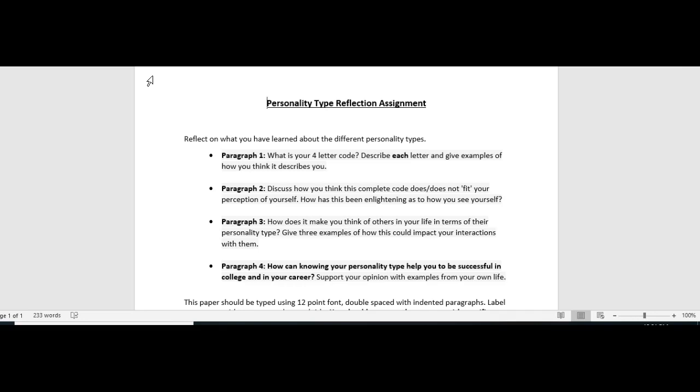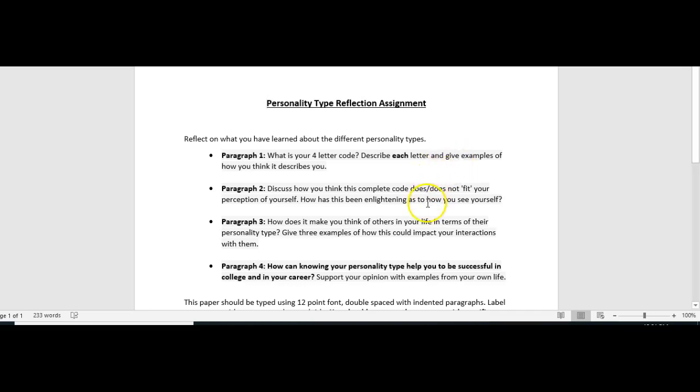So this is the big activity or the big assignment for the Myers-Briggs. You're going to create 4 paragraphs. The first paragraph is going to have what your 4-letter code is. You're going to describe each letter and give examples of how it describes you. And this is where you can say you agree or you disagree and then give examples of that.